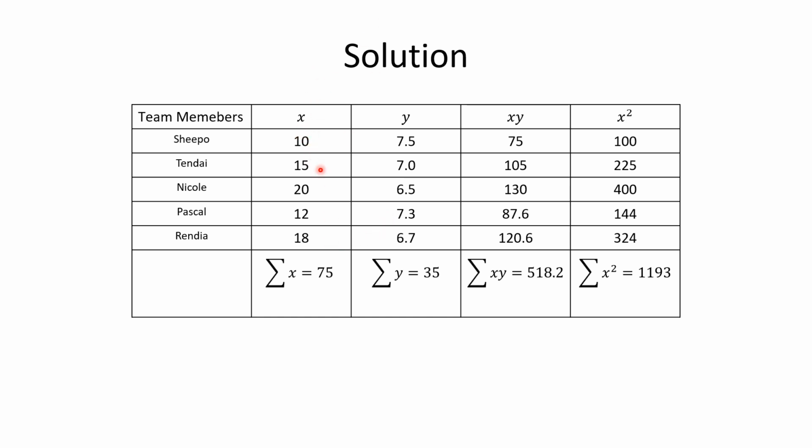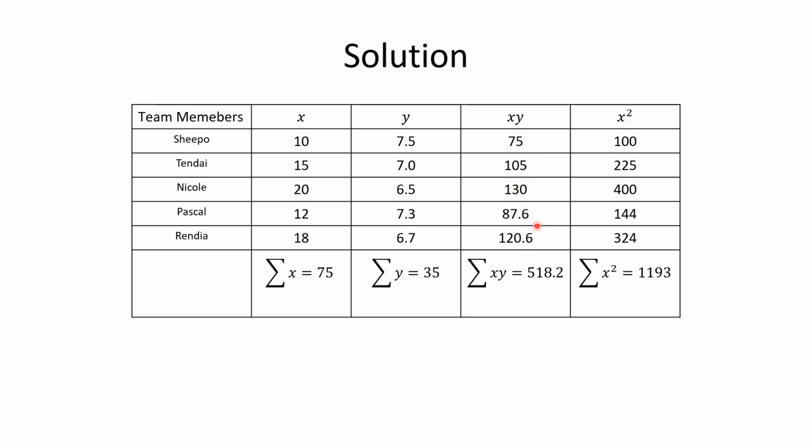But as you can see, we have done the summation of X, that is, add all the X values together, and sum up all the Y values together. But we need to create a new column for XY, that is, each of the X multiplied by Y. 10 multiplied by 7.5 is 75. 15 multiplied by 7.0 is 105. We do the same all the way, and you get all these values.